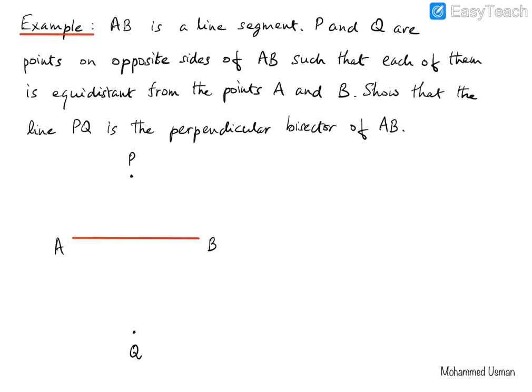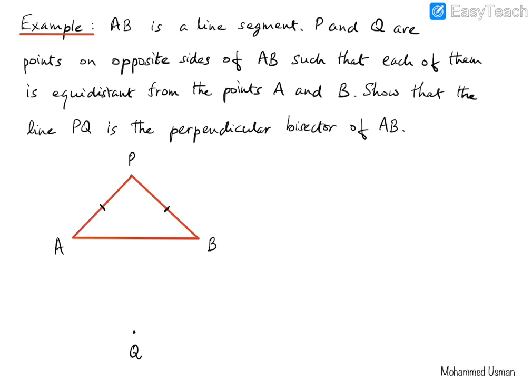So we'll have a line from A to P and also a line from B to P. And the condition that is given to us is that the distance from A and B to the point P is the same. So this is what is shown here, such that each of them is equidistant, meaning the same distance from the points A and B. That means the line segments AP and BP are equal. So this line is equal to the length of this line.